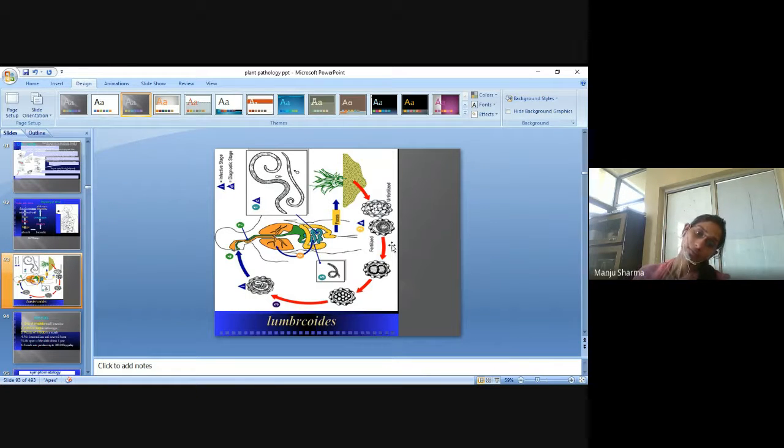So here, the Ascaris lumbricoides nematode: there are two eggs, unfertilized or fertilized egg. Then after fertilization there will be many changes, and then it will enter into the human being.